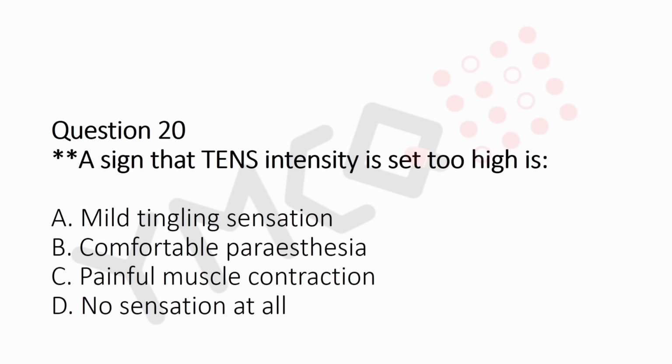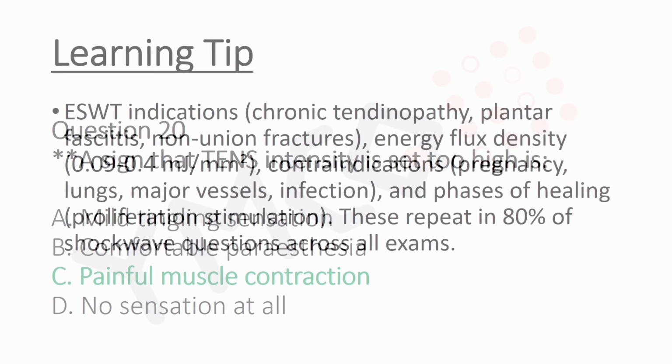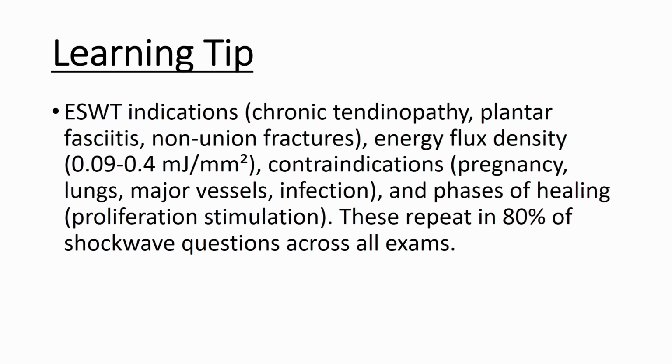A sign that TENS intensity is set too high is option A, mild tingling sensation. Option B, comfortable paresthesia. Option C, painful muscle contraction. Option D, no sensation at all. And the answer is option C, painful muscle contraction. Now let's start with the learning tip.